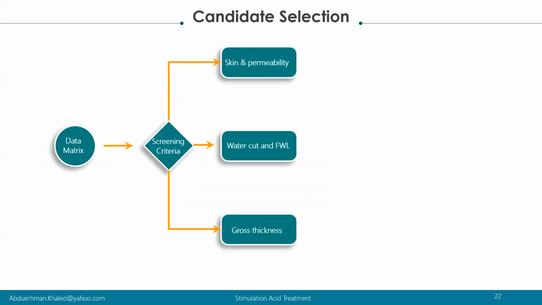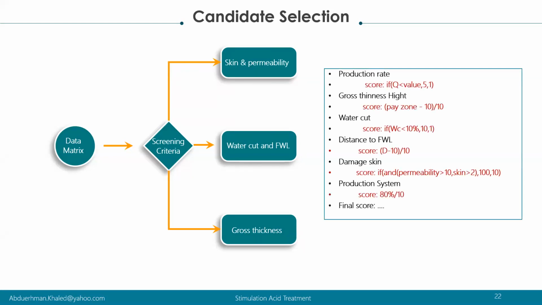So after the data matrix that we have already built, we start doing something called screening criteria. In the screening criteria, you will take all the parameters that have a big effect on the acid stimulation. Okay, so here I have just an example of them. You will take into consideration the skin value and the permeability, if you have water cut, the distance to free water level, and the gross thickness area. And then you will do something like a score for each element.